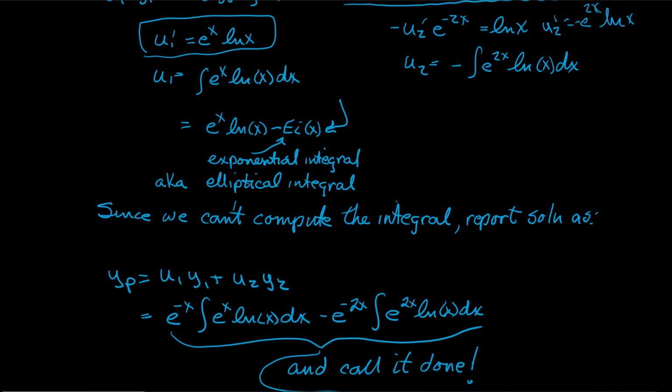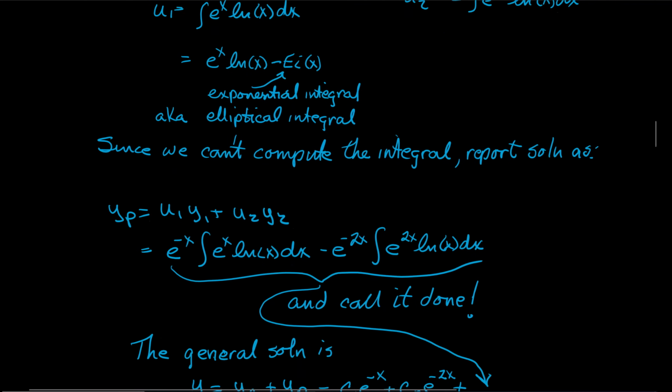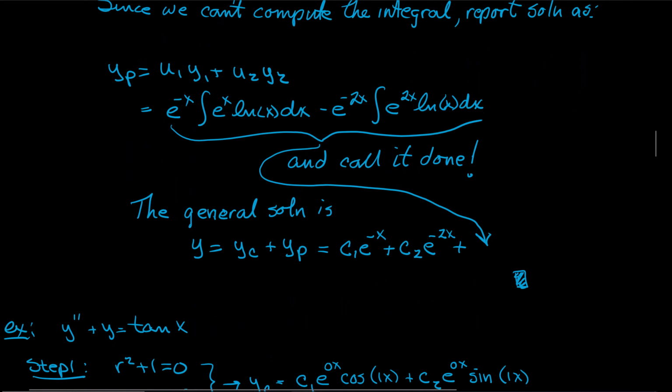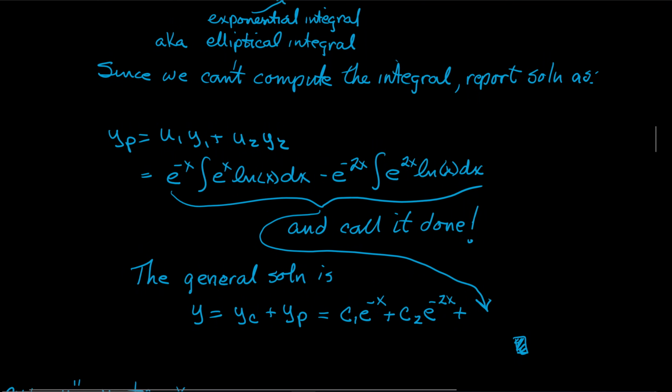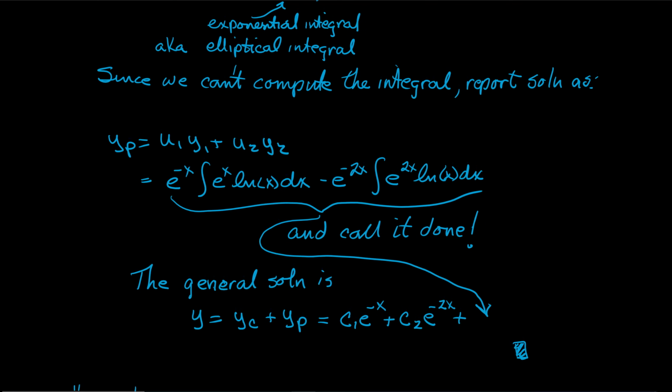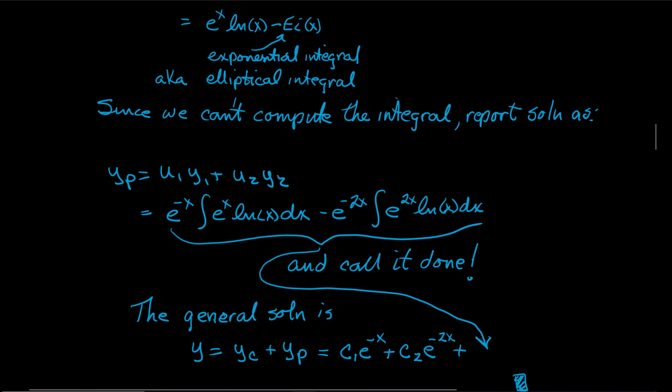What on earth does that mean? Well, that's beyond the scope of this course, that's for sure. So in this case, we can't really solve for u1 and u2 specifically. We're just going to leave them as the integrals. So in this case, we're going to report our particular solution, which is right here, as u1 times y1. And remember our u1, wait a minute, where'd it go?